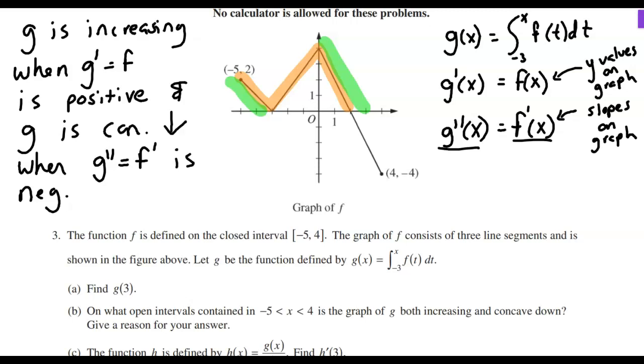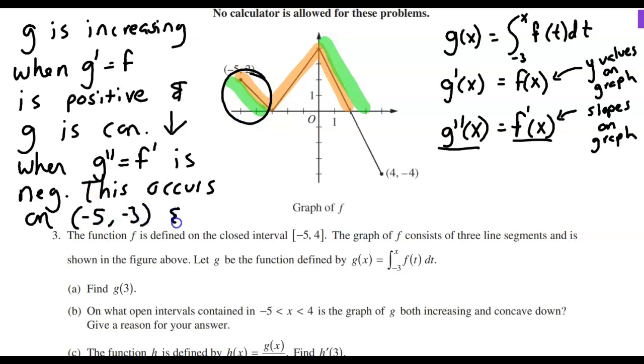Right? So based on the coloring we have up there, we could say, therefore, this occurs on the interval from -5 to -3, and the interval 0 to 2.